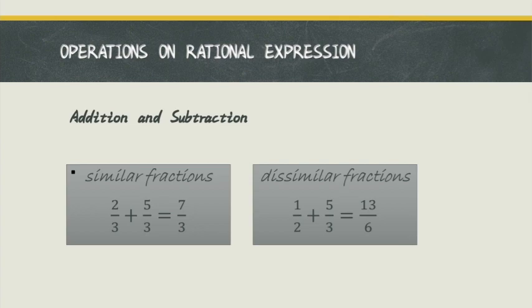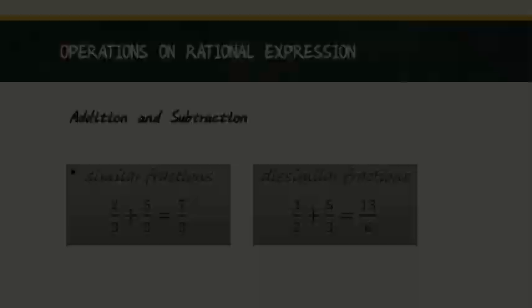Now for dissimilar fractions, we have 1/2 and 5 over 3. So the answer is 13 over 6. How did we come up with an answer of 13 over 6? First, we look for the LCM or the LCD of 2 and 3. Then we divide and then multiply. I will explain it to you later on.